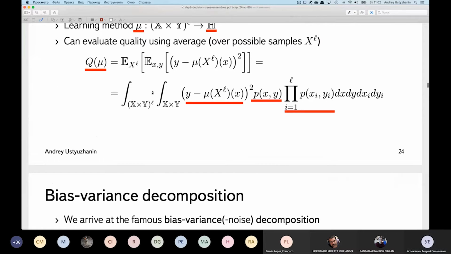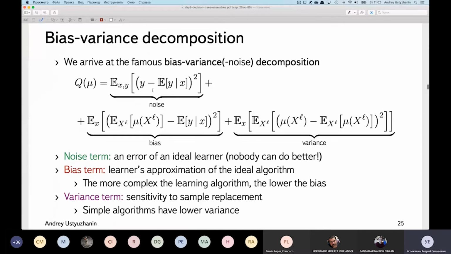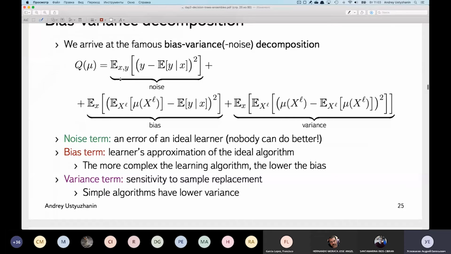So we can transform this into the following expression. It is the error that comes from the error of an ideal learner. So it is the noise term that is there in our data. Even if we had an ideal learner, this term cannot be reduced.